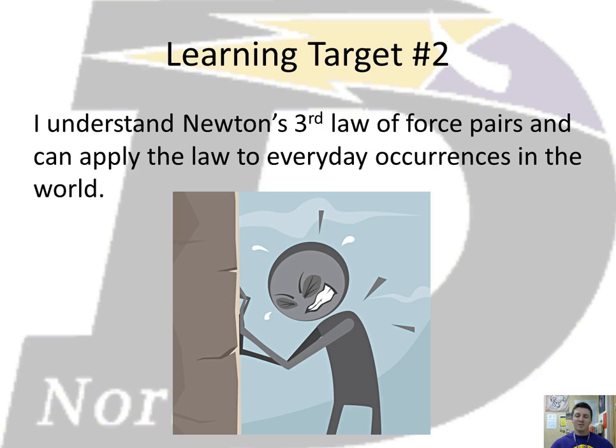So what does that mean? Well, take a look at this picture. We have a graphic of a cartoon pushing a wall here. So this person is pushing against the wall to the left with a specific force. However, what the law states is that the wall is essentially pushing back on the human here with the same amount of force in the opposite direction. That would be the third law of force pairs acting. So basically, the person pushes on the wall, and according to Newton's law, the wall is pushing back on the person.